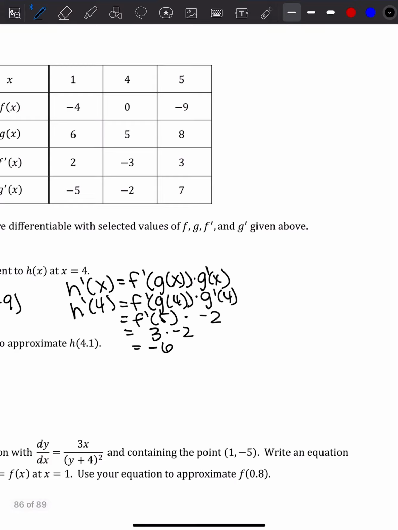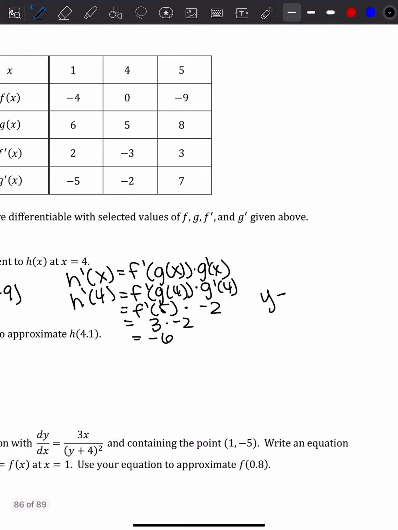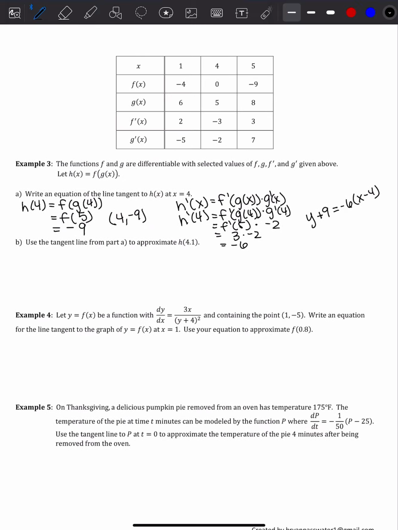So our equation of our tangent line: y minus -9, so y plus 9, equals -6 times x minus 4. We're going to go ahead and, that's our answer. So now we're going to use that tangent line from part A to approximate 4.1.